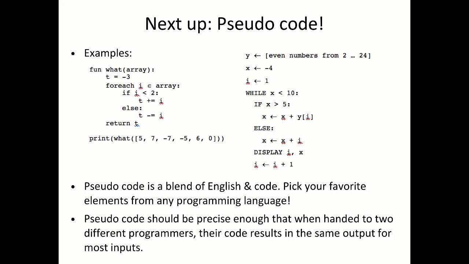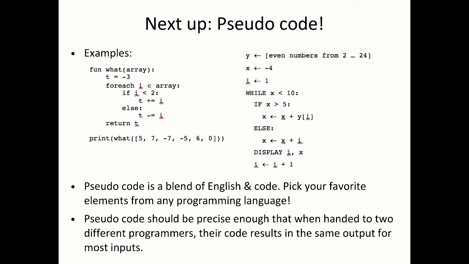Some students have the question, well, if pseudocode is a blend of English and code, how close to code does it need to look and how close to English can it look? Here's my acid test. Pseudocode should be precise enough that when handed to two different programmers, their code results in the same output for most inputs. So if you took one piece of pseudocode, like for example this what function on the left here, and handed it to two different programmers and they implemented a solution, the output should be the same given the same input. If it's not, then your pseudocode is not precise enough.